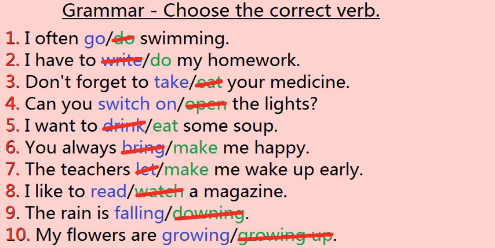8. "I like to read a magazine." You watch something that moves, such as a film or a sports match. 9. "The rain is falling," not "the rain is downing." You can say falling down, but not downing. And 10. "My flowers are growing." Not they are growing up. Growing up means getting older, as a child becomes a teenager. But for flowers, we just say growing.